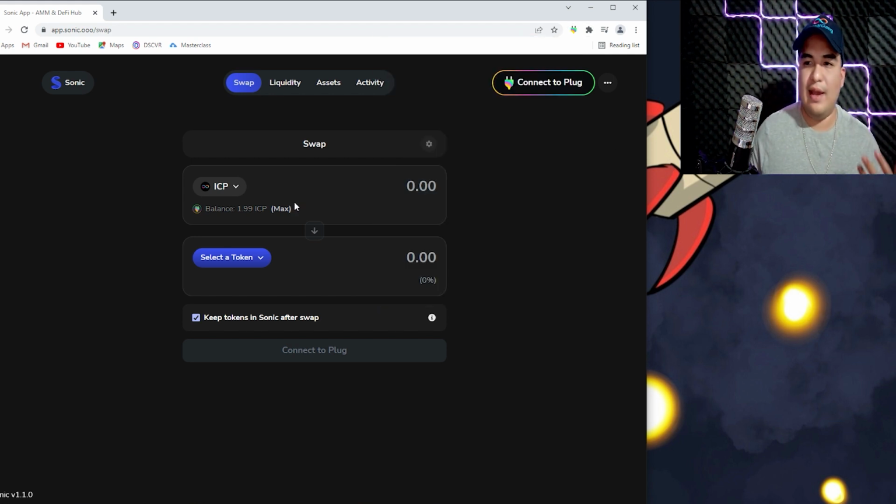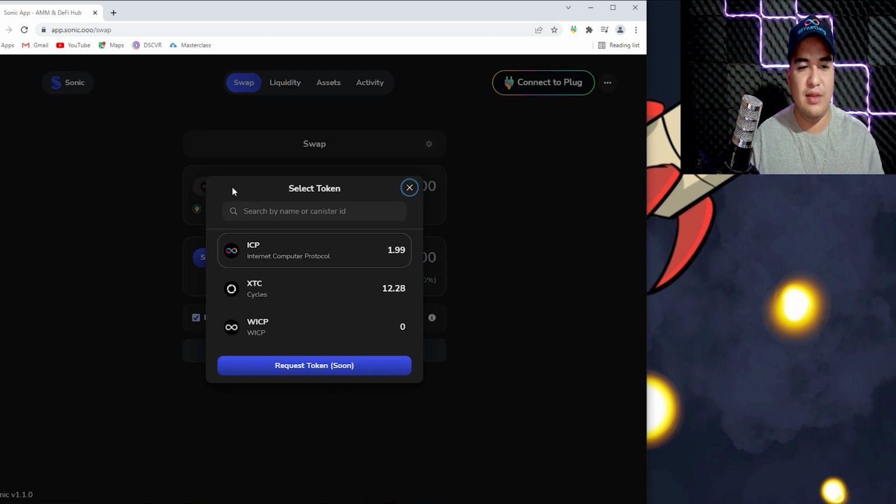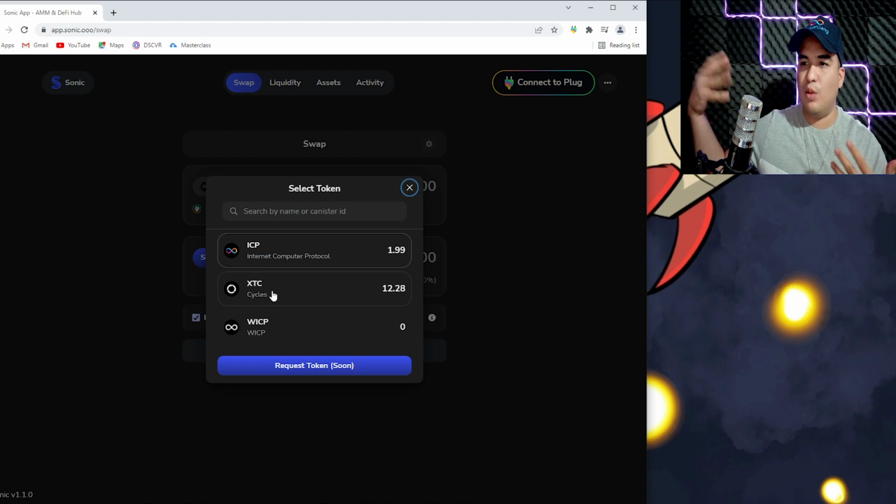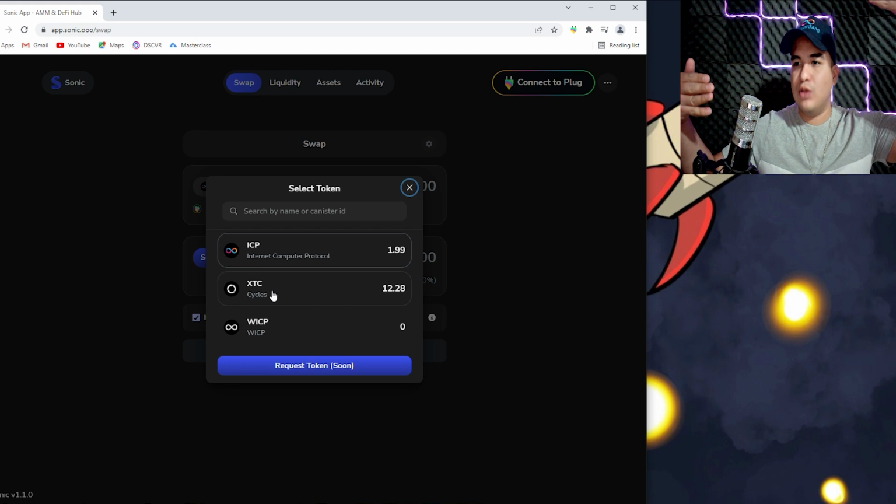Okay, so once you do that, guys, this is the swap feature. It's how to swap one thing for another. It's very simple, very straightforward. You're going to select ICP, WICP, which is wrapped ICP, and XTC. That is the token I was talking about called Cycles. That one is a form of fuel that powers the internet computer, and they're always worth the same amount of money. So whether the price of ICP goes up or down, the cycles remain relatively stable.